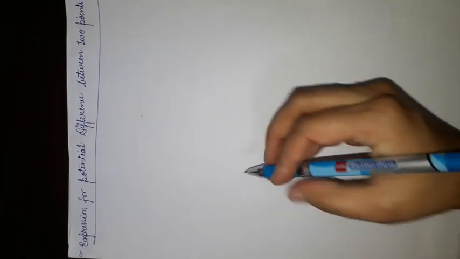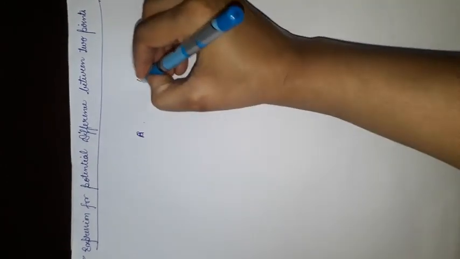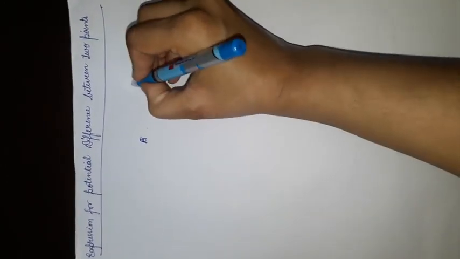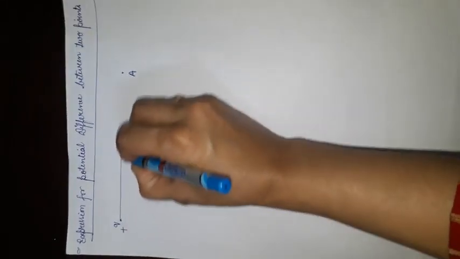Expression for potential difference between 2 points. Consider 2 points A and B. Here is B, here is A. Suppose a positive charge plus Q is here.